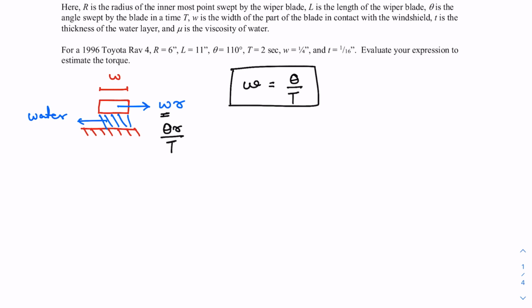And now, since the water film thickness t is very small, we can assume that the velocity profile inside here is linear, and we can use the no slip boundary condition at the blade surface and the windshield surface to find out that linear profile.